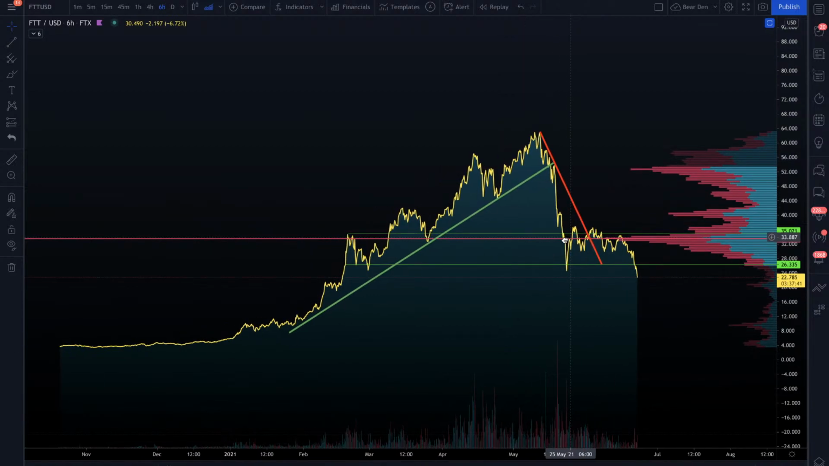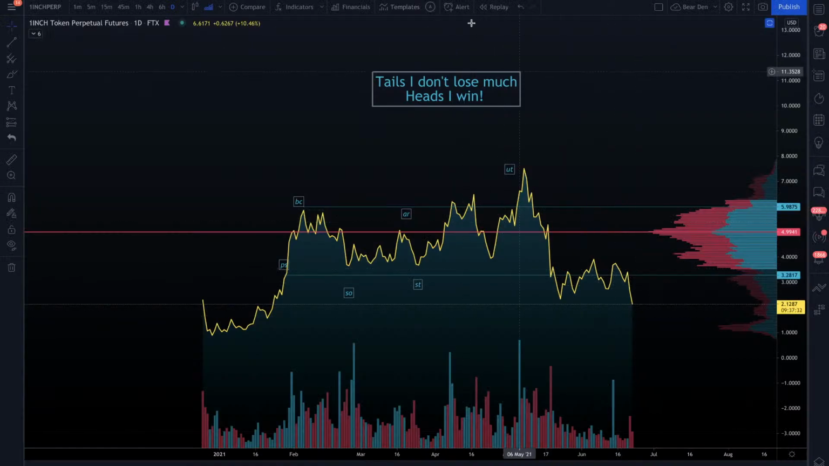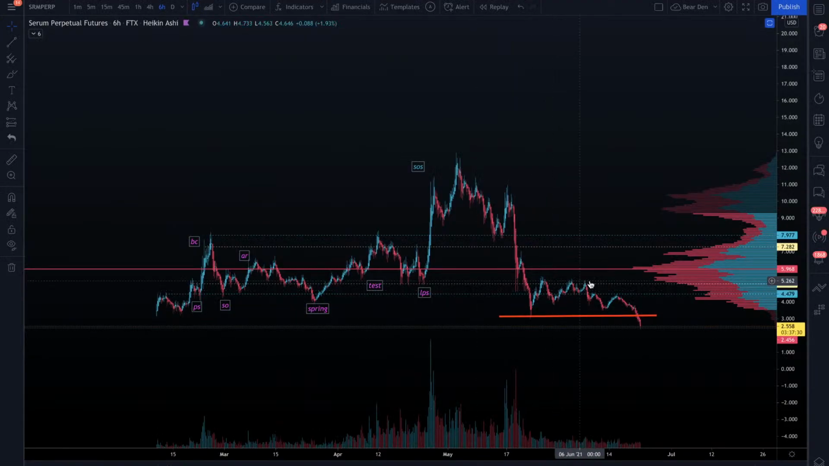FTT couldn't get back above the trading range. What does it do? It turns around. Woo couldn't get back above your resistance line, turns around. Same with 1inch, couldn't get back above, turns around. Serum couldn't get back above, turns around. So across the board, we see the same story.